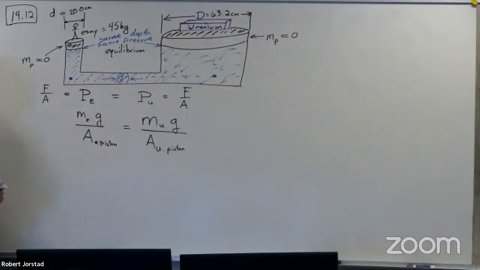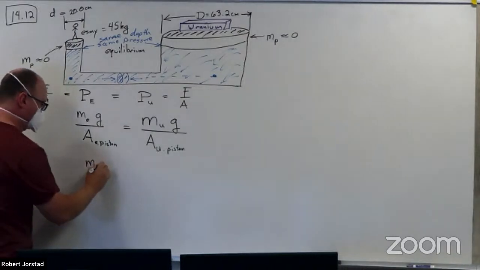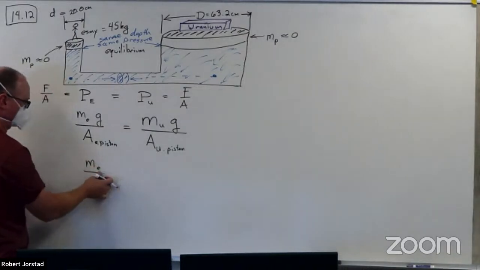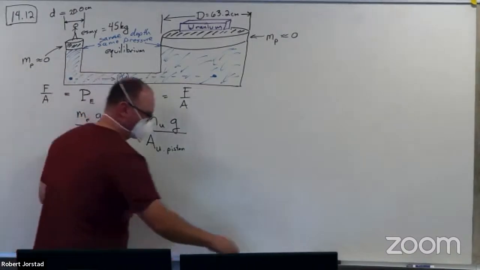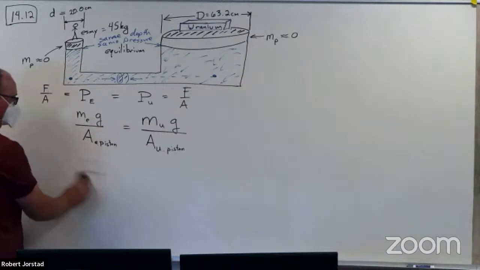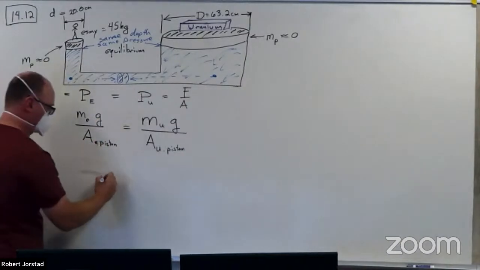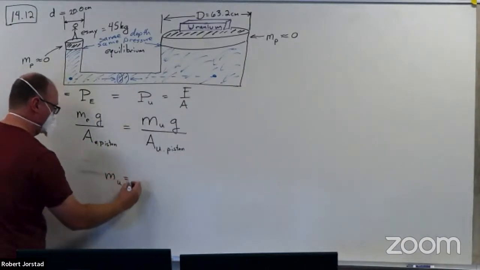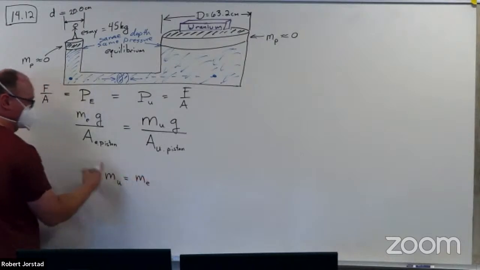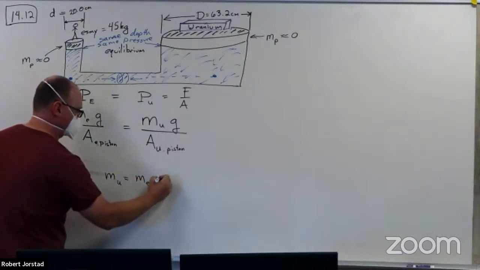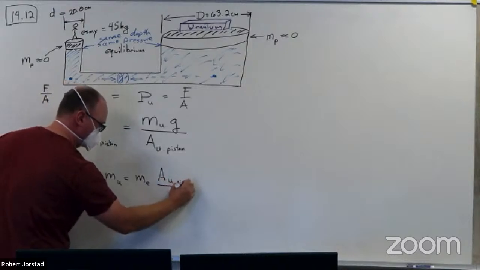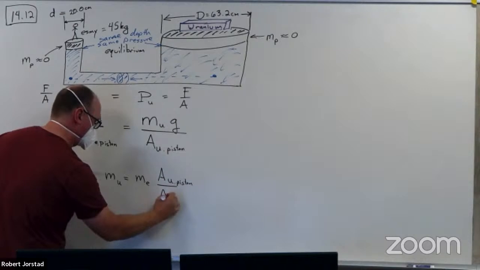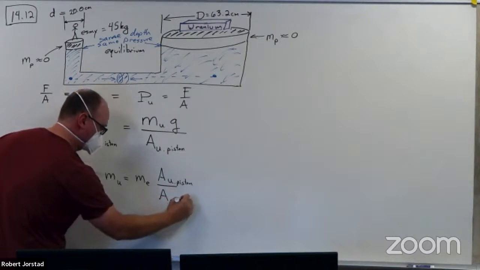Well, the mass of Esme, well, let's rewrite this. What's the mass of uranium you could support with 45 kilogram Esme? If we solve for the mass of uranium, that should be Esme's mass times the area of the uranium piston over the area of Esme's piston.